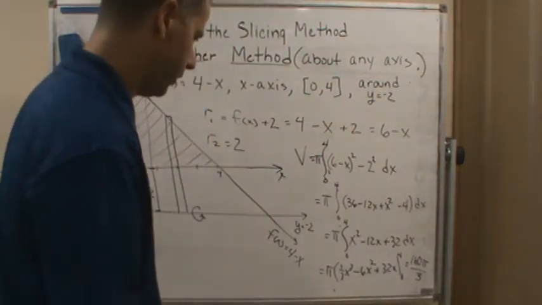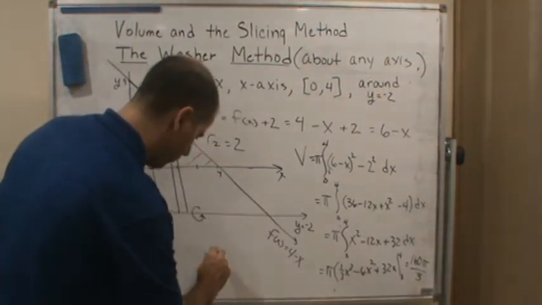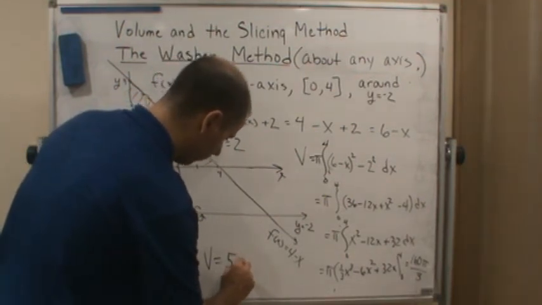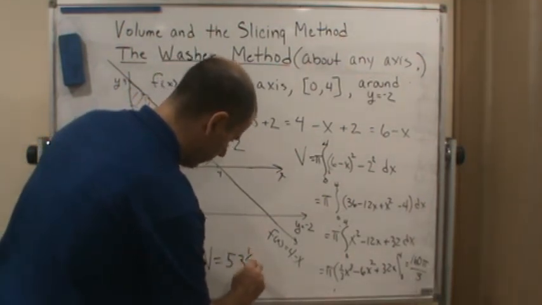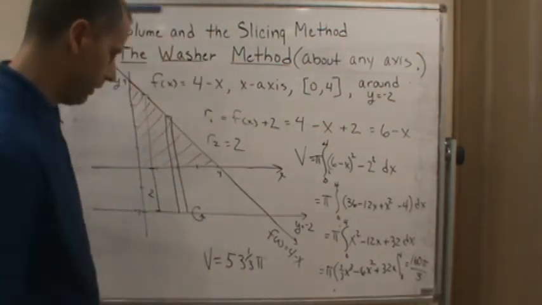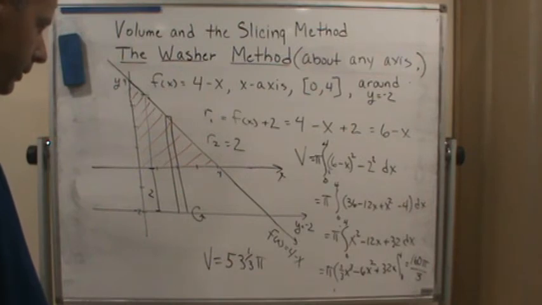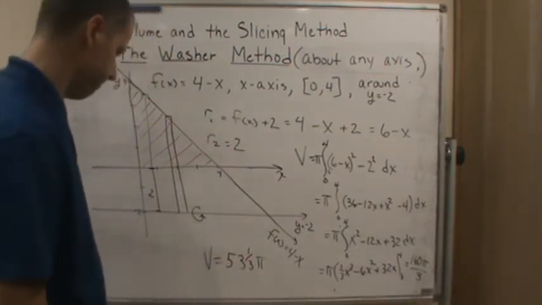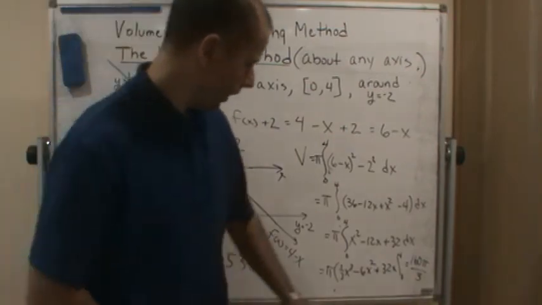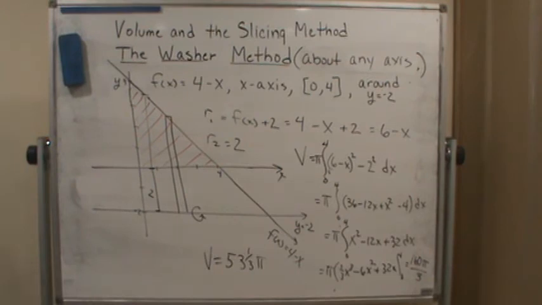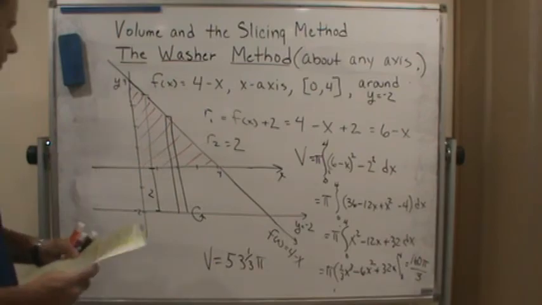Or you're going to get what? The volume is equal to 53 1/3 pi. Did I do that right? Yes, 53 1/3 pi is the answer, or 160 pi over 3. And that's it.